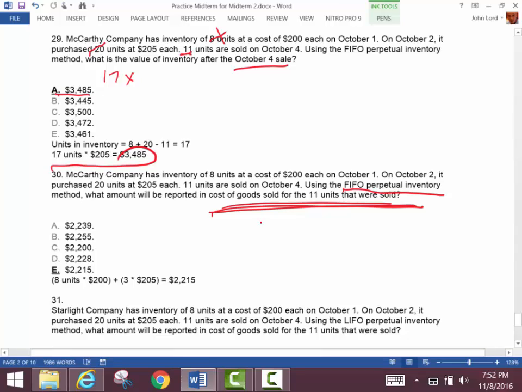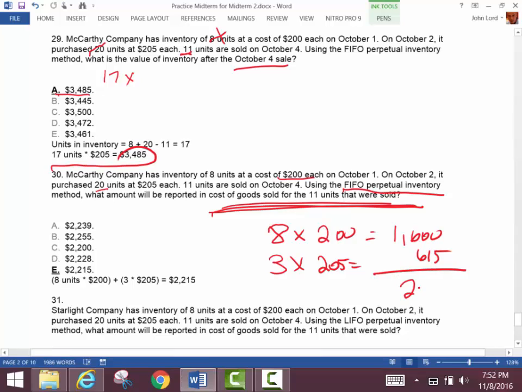Okay. So if it's cost of goods sold, what's going to happen? I sold those 8 units, didn't I? And I sold them at $200 each. Okay. What's that give me? 1600. Okay. And then I sold another 3 units from here, and those go out at 205. 615, you say? Okay. And so that gives me this 2215.